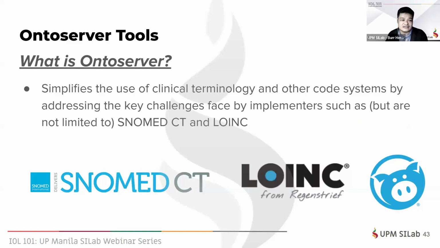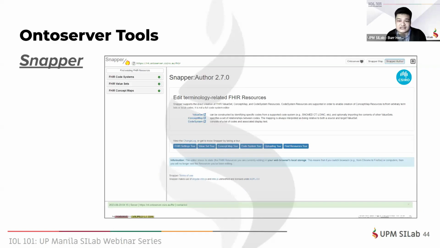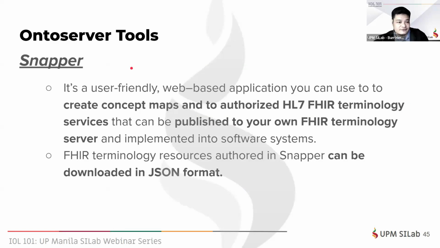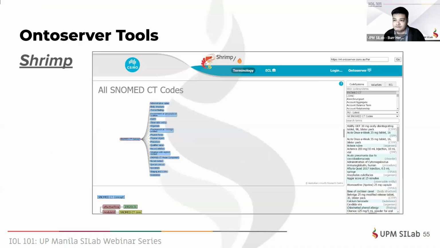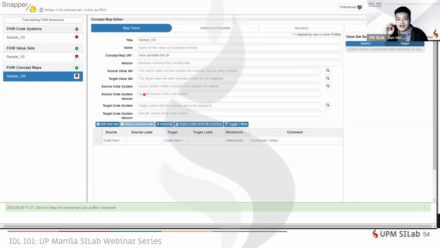And it simplifies use of clinical terminology in other code systems by addressing key challenges faced by implementers, such as LOINC and SNOMED CT. Snapper is an authoring tool. Snapper is a user-friendly web-based application where you can create concept maps and author HL7 FHIR terminology resources that can be published on your own FHIR terminology server, and it will be used eventually by different software systems. So once you've done the build of your code systems and value sets in Snapper, you were able to upload it to a FHIR server.